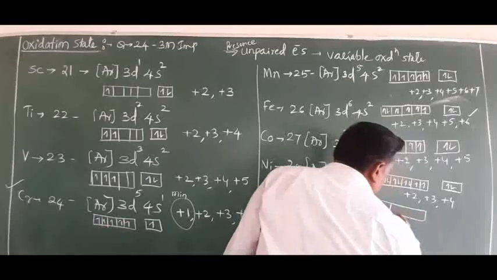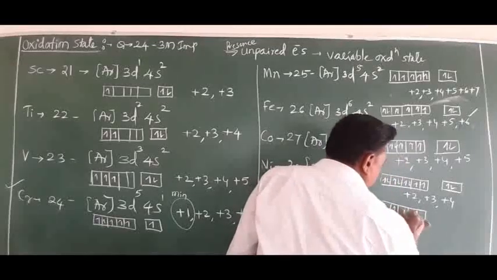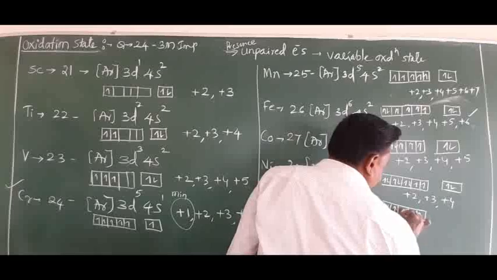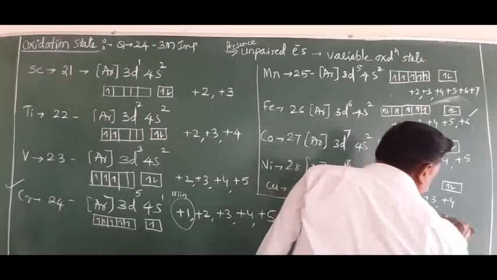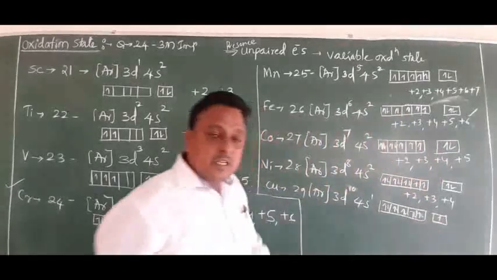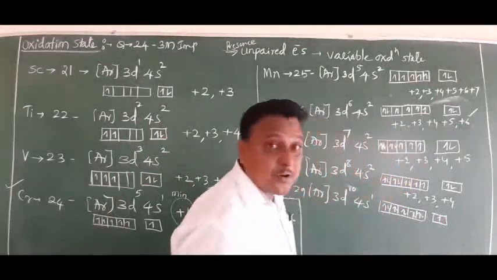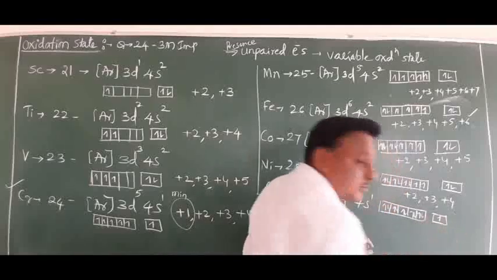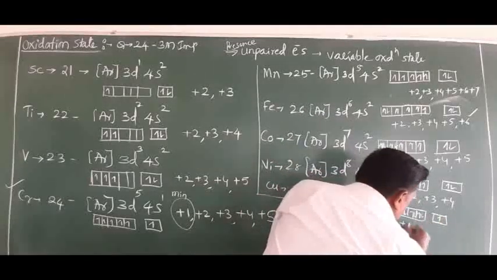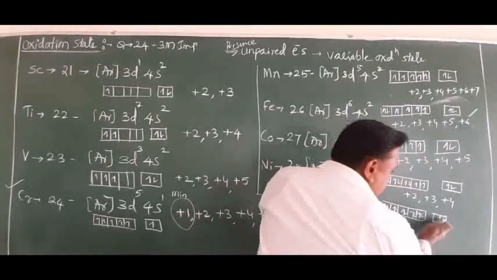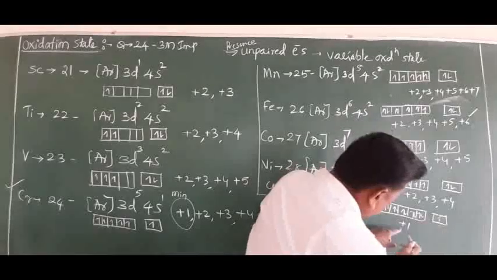And the d orbital has 1, 2, 3, 4, 5, 6, 7, 8, 9, 10 electrons. But keep in your mind, this electron is also from the s orbital. The s electron is in the s orbital, so +1 is a chance. Once you eject this electron, it becomes +1.